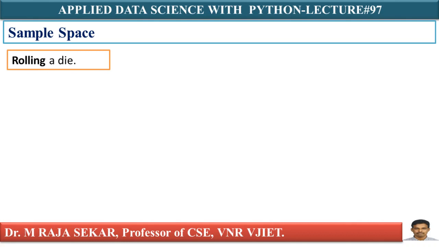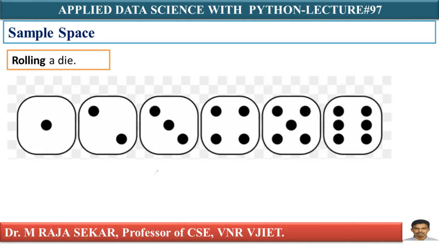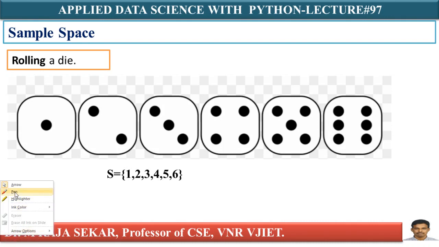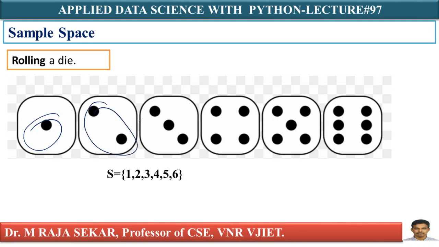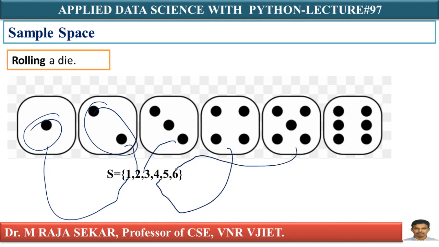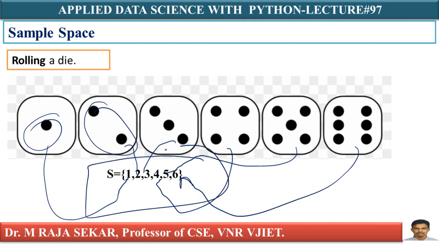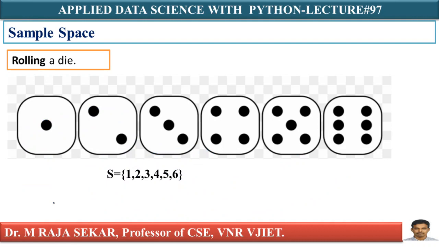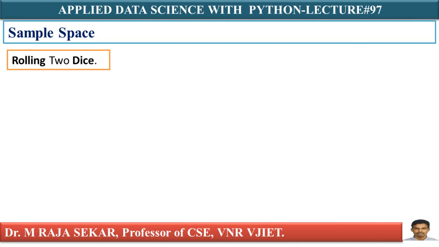Let me say something about rolling a die. If you roll a die, what are the possibilities for this random experiment? You may get this face, which consists of 1, this is 2, this is 3, this is 4, this is 5, this one is 6. There are 6 faces. All possibilities we are writing in a set. Therefore, that is known as the sample space for the random experiment of rolling a die.